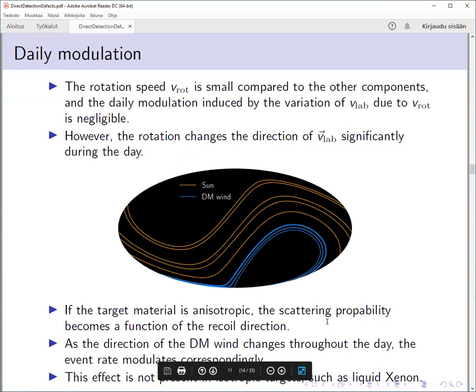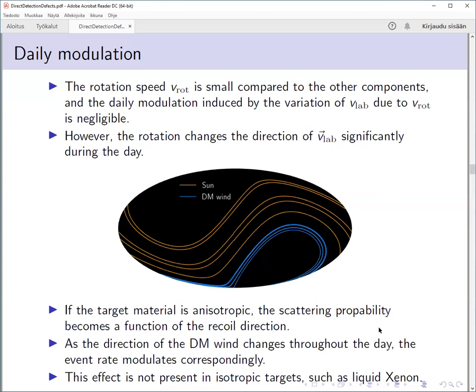Now, if you have an isotropic target like liquid xenon, then there is no effect. But if you have a solid state target, then in principle there is a preferred frame, because if you have a crystal, then the crystal has some crystal structure, and not every direction in the crystal looks the same. So in principle, your target is then anisotropic, and it is possible that the scattering rate would then be different depending on the direction of the incoming dark matter particles. And this is what we are trying to see.